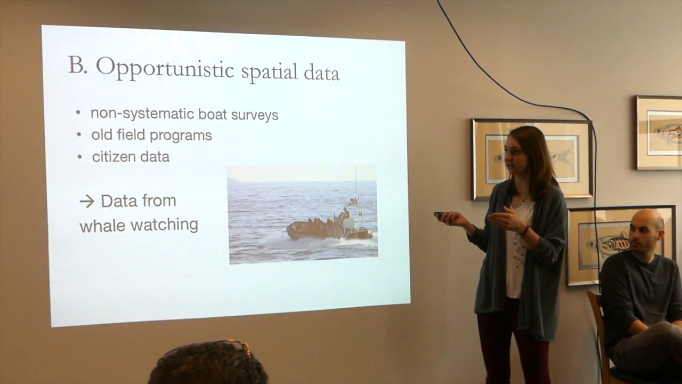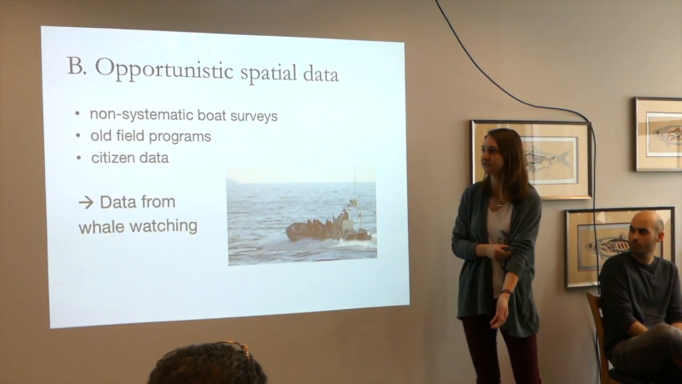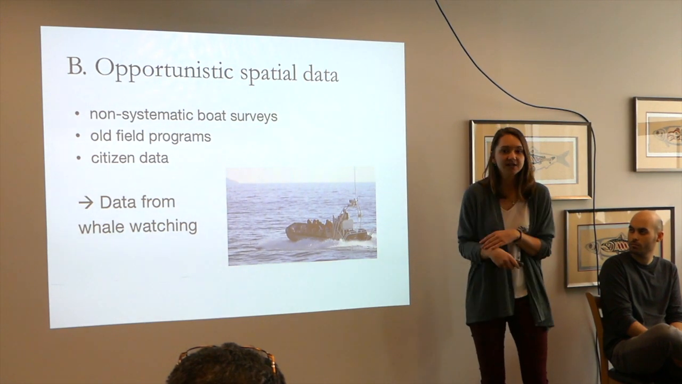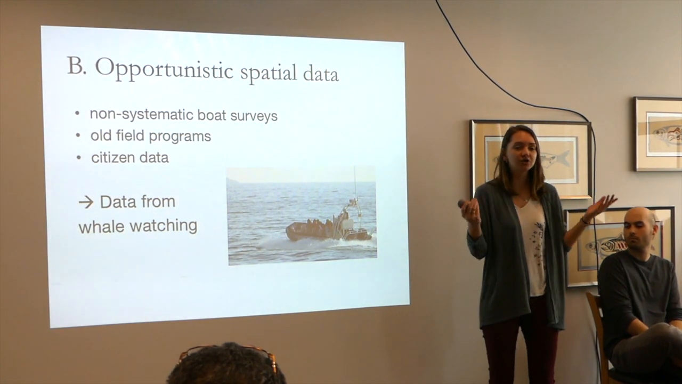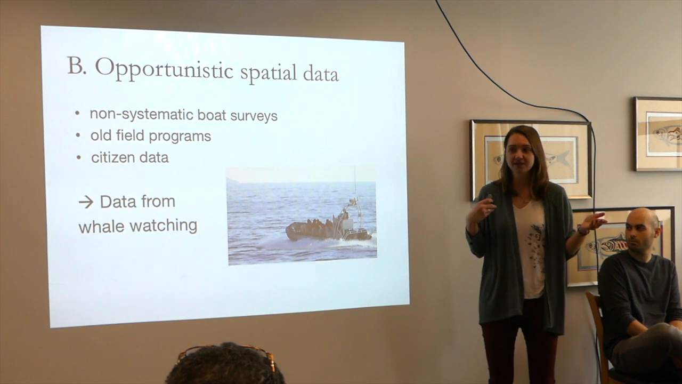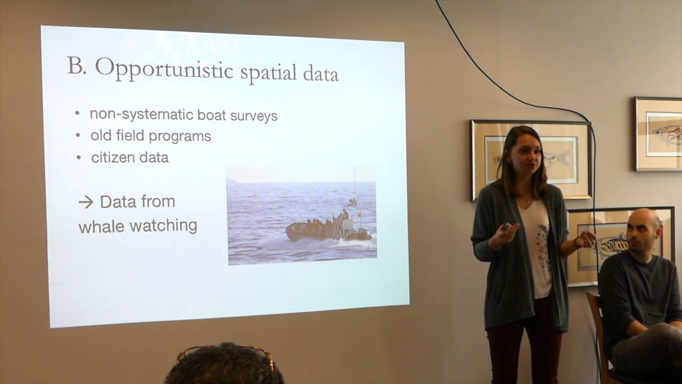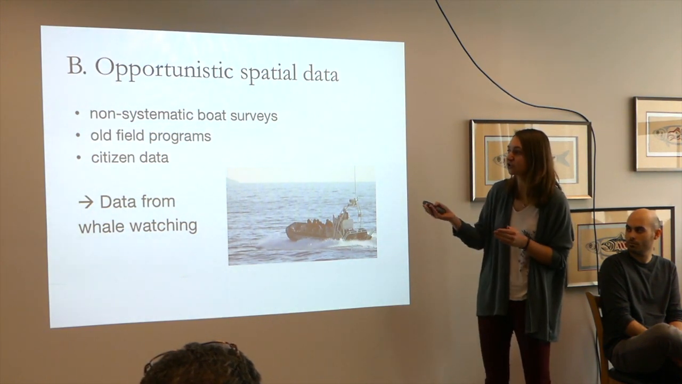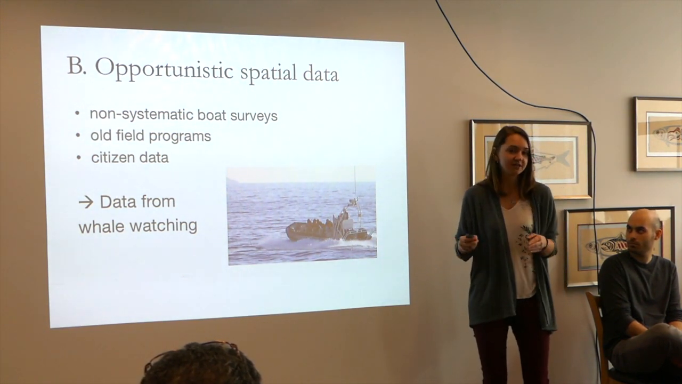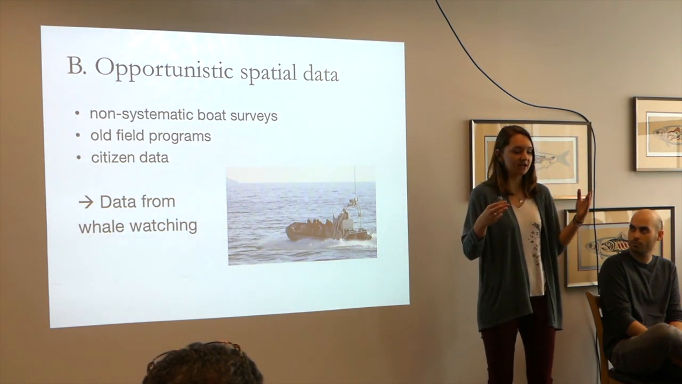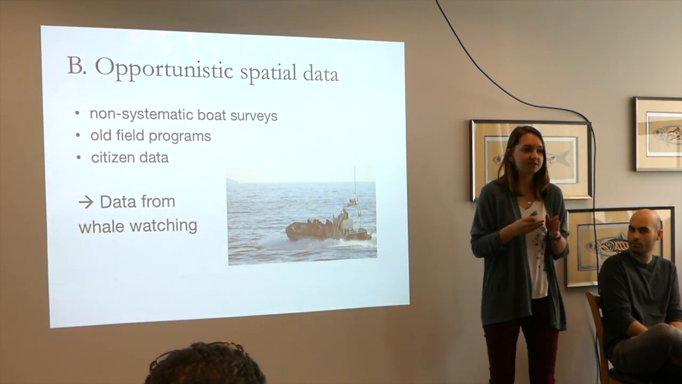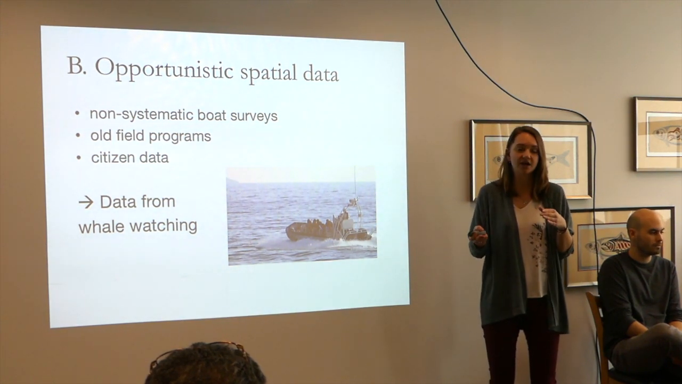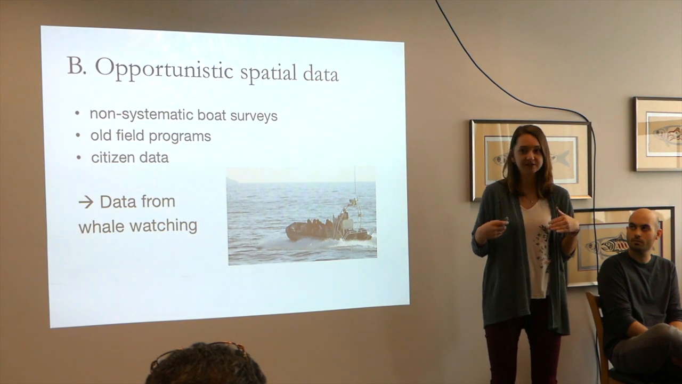The opportunistic spatial data, which, as we mentioned, boat surveys, old field programs, and citizen data. So GPS units are increasingly common, and most ferry operators will log encounters with whales as they're traveling across passages and stuff. And also you have a lot of data from whale watching. So because all this data is not systematic in their design, it's collected opportunistically, there's certain biases involved with their collection that make it really difficult to associate to different patterns.